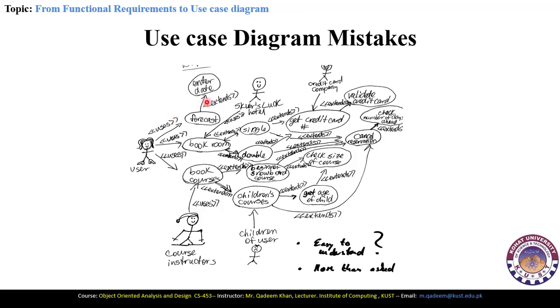Look at this example, you can see that there are multiple actors. One is the user, second course instructor, another user, children of users is another actor. So you can see these are different actors. Another one is here, and you can see another actor is also here. And there are many use cases here. You can see these are book course, get credit cards, validate credit card, and so on. There are many use cases here.